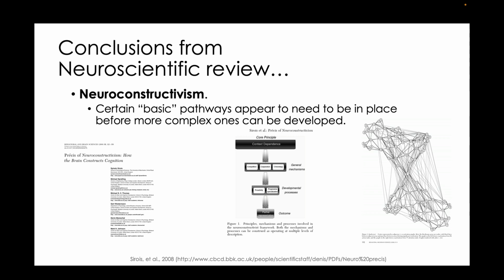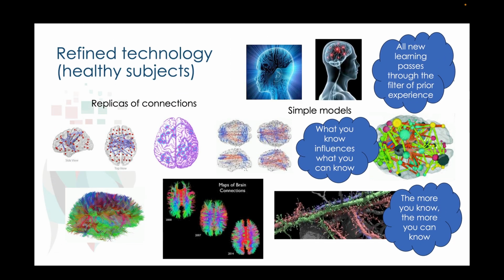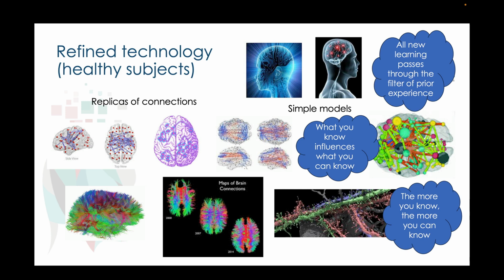And so this is all based on the idea that all new learning passes through the filter of prior experiences, that what you know influences what you can know, and that the more you know, the more you can know, basically based on these network theories. And so every time a synapse occurs and different neurons are connecting, you get additional dendrites that stem from that, and those can then attach to other things. And so we know that the more you know, the more you can know, literally speaking. The more you know, the more you've connected things, actually creates the opportunity for additional connections.